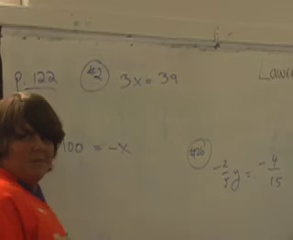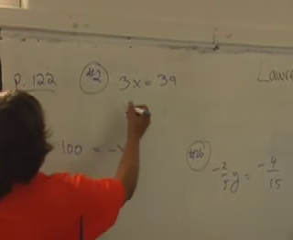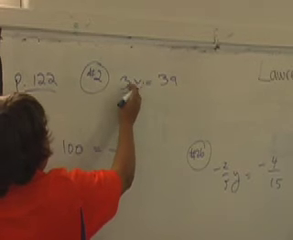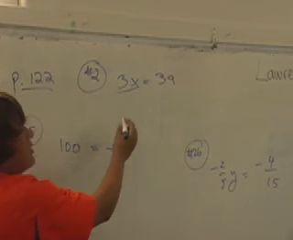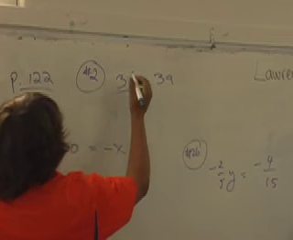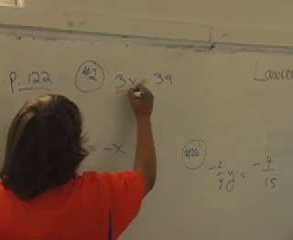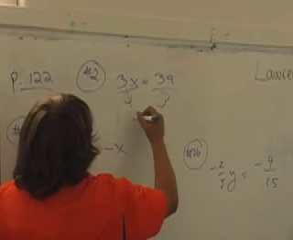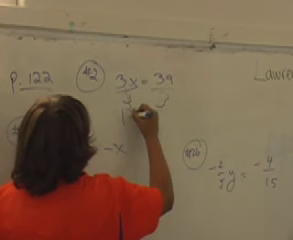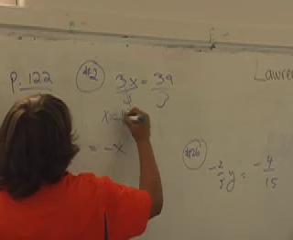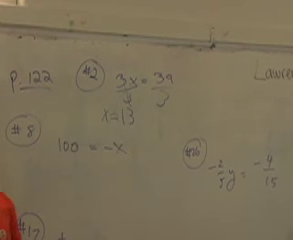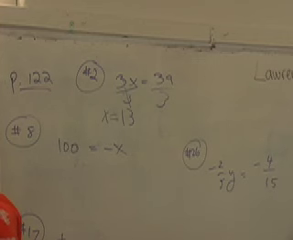All right, so first with this problem you would do the opposite, because it's basically saying 3 times x. So the opposite of multiplying is dividing, and the opposite of dividing is multiplying. Does everyone understand that? Yeah.